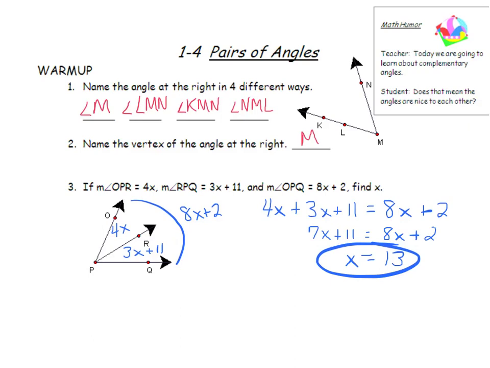So, of course, that brings us to the next question. Name the vertex of the angle at the right. Well, the vertex of the angle is M, because that is the point that contains both sides of the angle. In 3, if we're talking about the measure of the angle OPR, we've labeled it as 4x. We've got angle RPQ was 3x plus 11, and the whole angle was 8x plus 2. Of course, this is our part plus part equals whole, so we wrote it out. Part plus part equals the whole, solved, and we ended up getting x is 13. And of course, that's all we had to do because all we had to do was find the x.